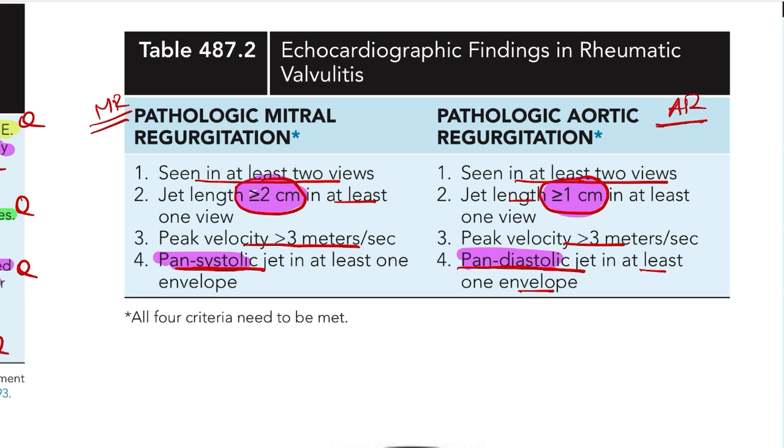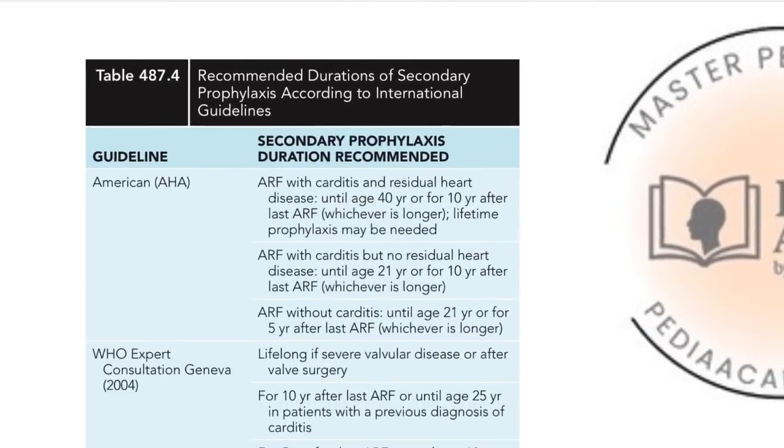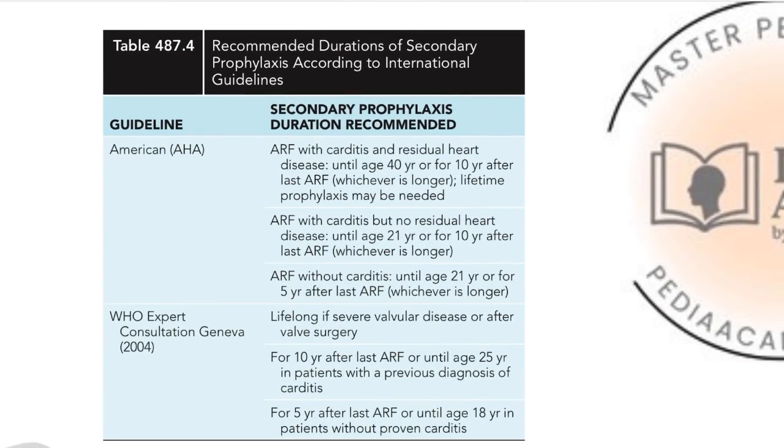So these are very much important. Okay. So this was a previous year NEET SS question. Again, the secondary prophylaxis of international guidelines generally keeps changing, but as given in Nelson, the American Heart Association says three conditions: acute rheumatic fever with carditis and residual heart disease, first. Second, ARF with carditis but no residual heart disease. Third, ARF without carditis.